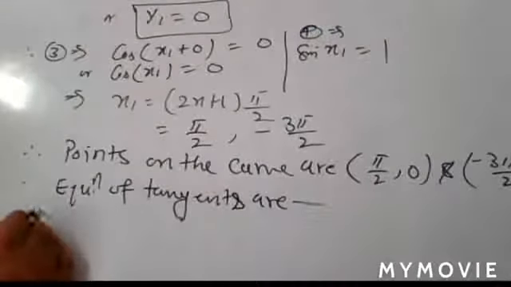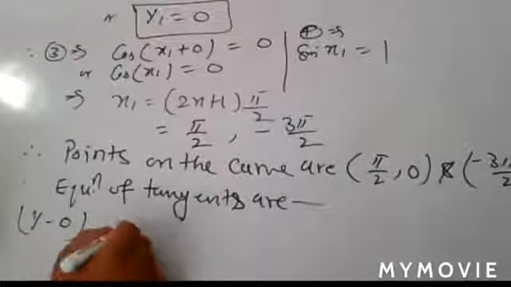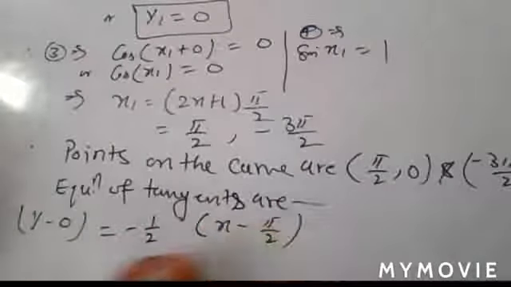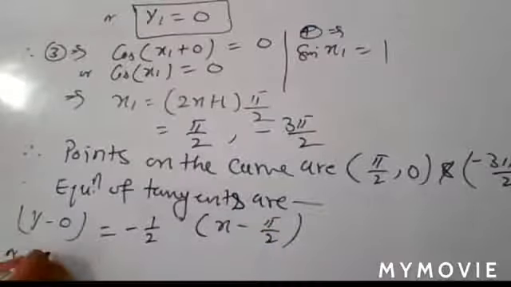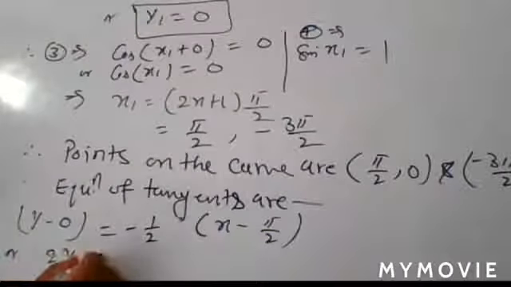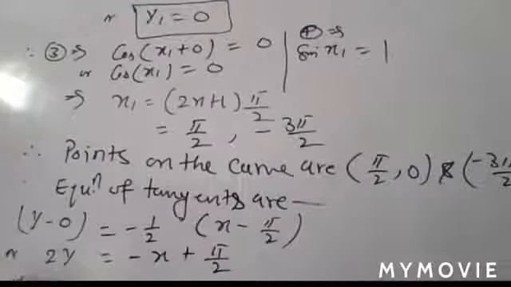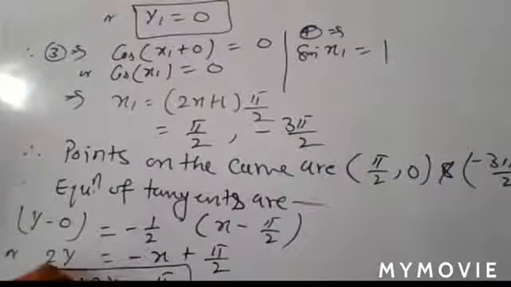So you have y minus y1 is equal to minus 1 upon 2 into x minus pi by 2, or 2y is equal to minus x plus pi by 2, or you can write x plus 2y is equal to pi by 2. That is your first equation. Understand?